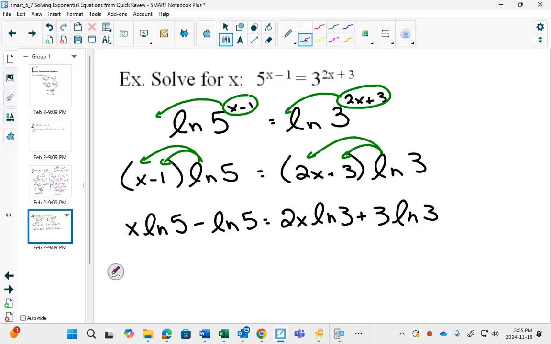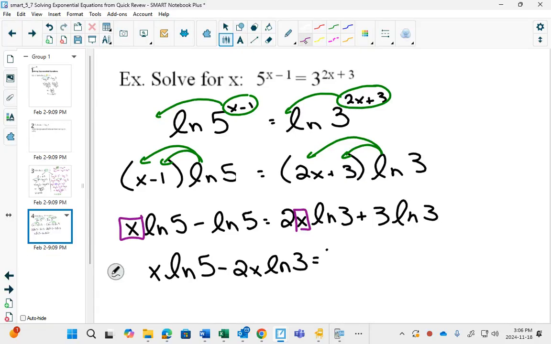I want to solve for x. I have an x there, and, well, I have an x there. So what I'm going to do is I'm going to move my terms with x's to one side of my equation. I'm going to subtract that 2x natural log of 3, and I'm going to put my numbers, I can move this natural log of 5, numbers on one side, terms with x's on the other.